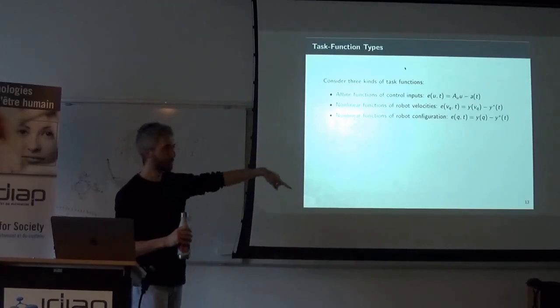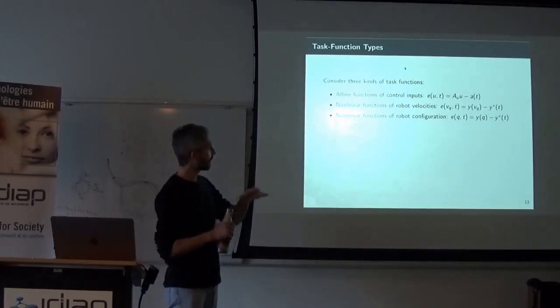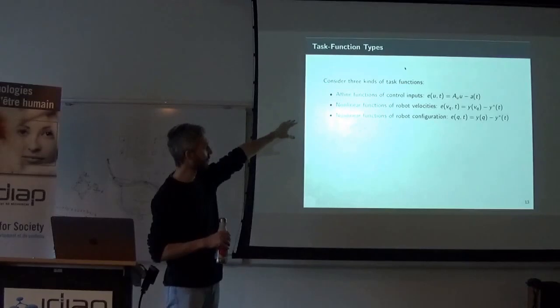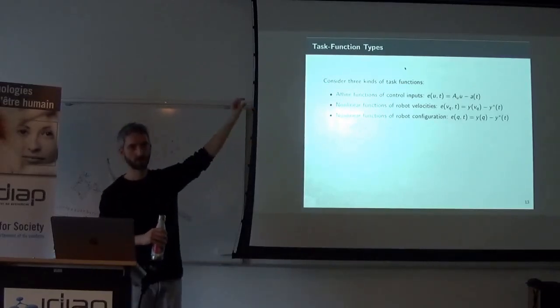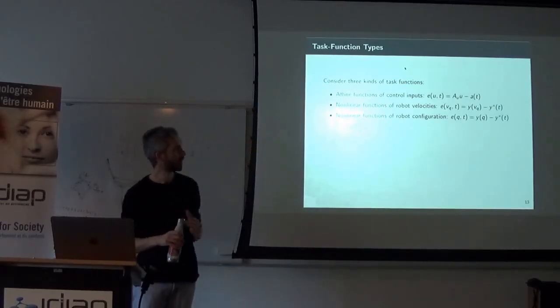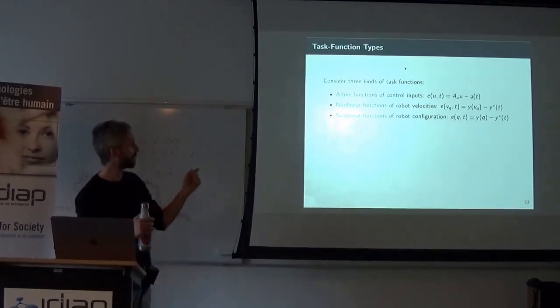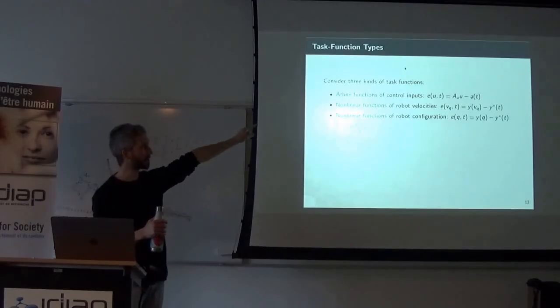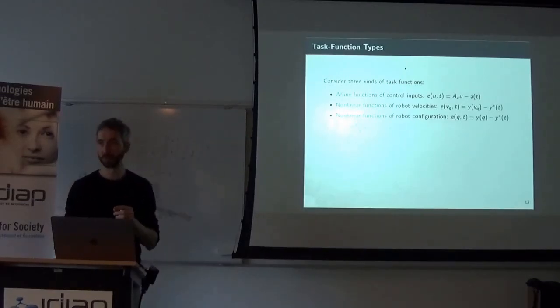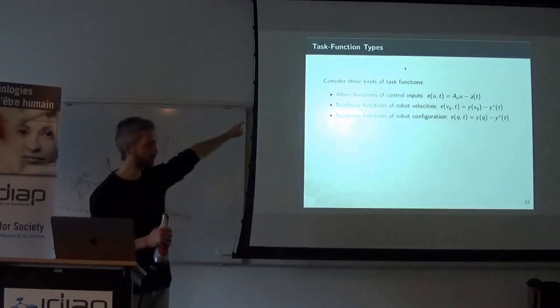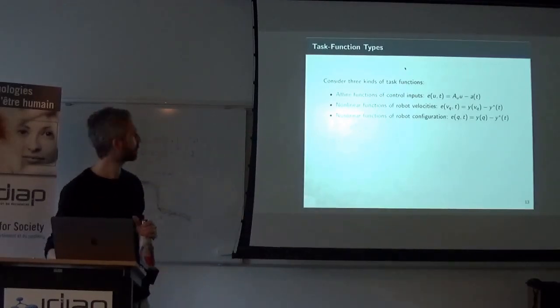So for some reasons that we will see shortly, we can handle nonlinear functions of the robot's velocities and configuration, so of the robot state, but we will have to stick with only affine functions of the control inputs. I will come back to this point later to make it clear.